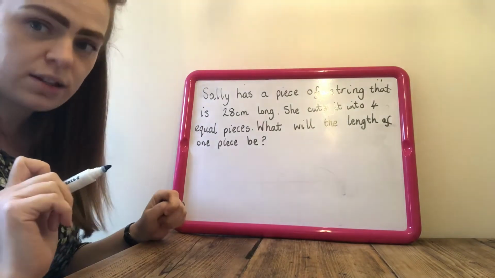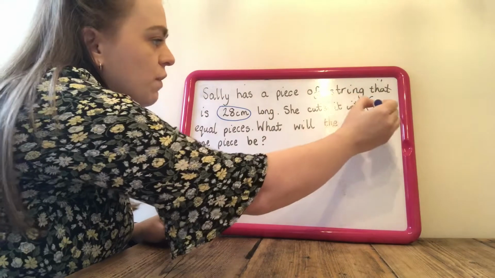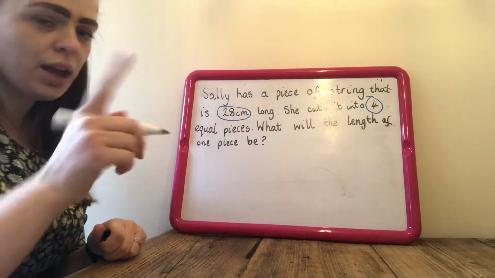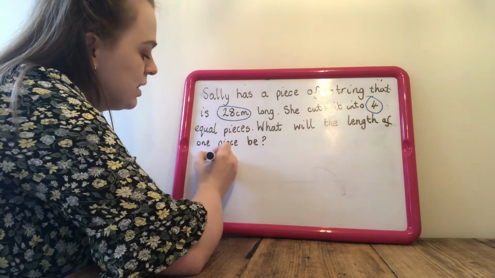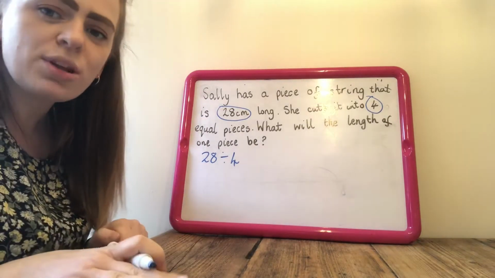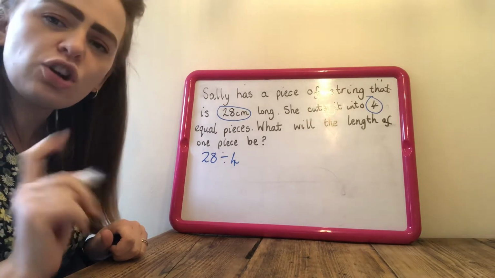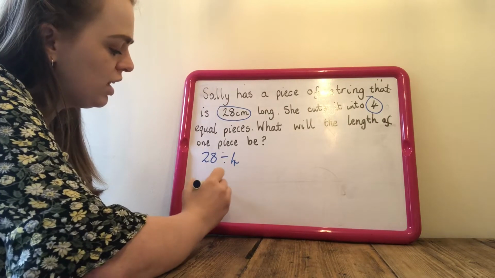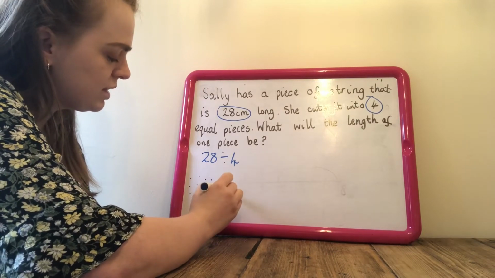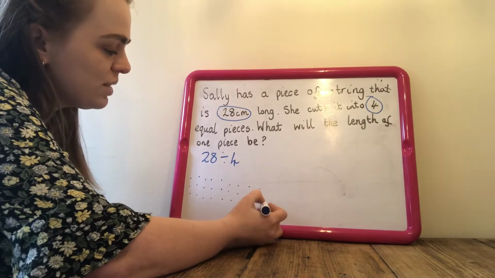Now I'm going to go and circle my key numbers. I've got 28 centimetres and 4 equal pieces. So my question is going to be 28 divided by 4. Okay, now it's up to you again, boys and girls, how you work this out. This time, I'm going to go for a group strategy. So I'm going to do 1, 2, 3, 4, 5, 6, 7, 8, 9, 10, 11, 12, 13, 14, 15, 16, 17, 18, 19, 20, 21, 22, 23, 24, 25, 26, 27, 28.